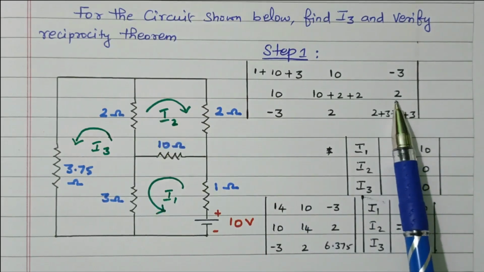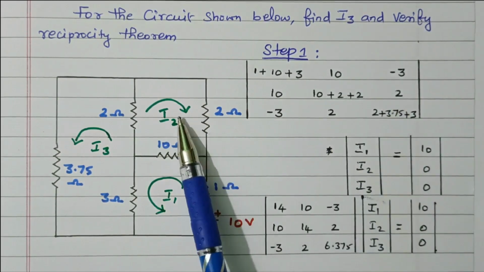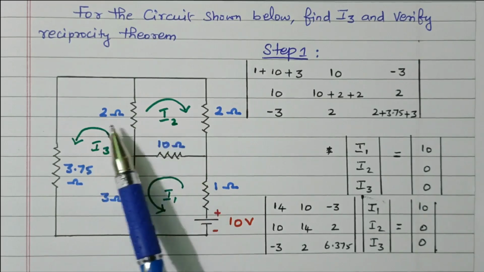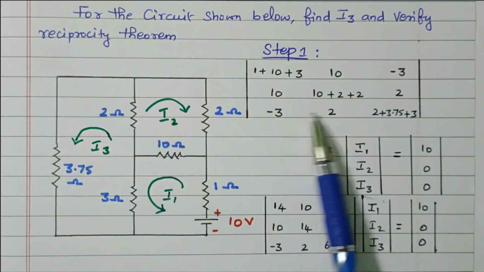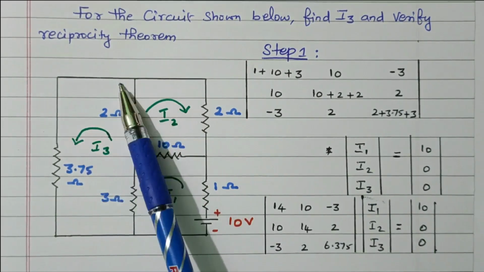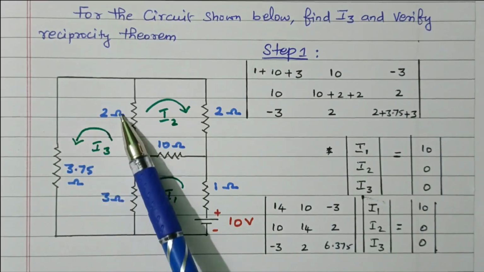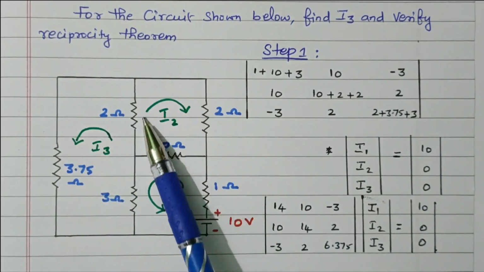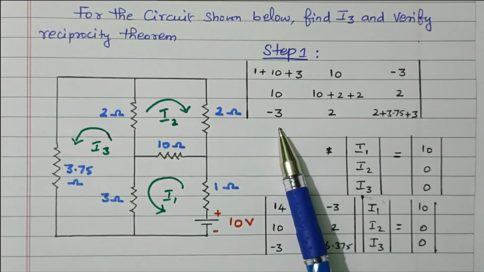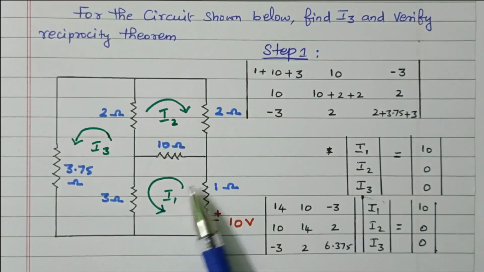What is this? This is R23, right? Available between the second loop and third loop. So this is the second loop and this is the third loop. So this 2 ohm is connected commonly between the second loop and third loop. That's 2. See the current direction, this is going upward. This is also going upward. So plus 2, right? So this is anti-clockwise direction, going upward. This is clockwise direction, also upward, right? This is R31, the resistor commonly available between the third loop and first loop, that is minus 3.